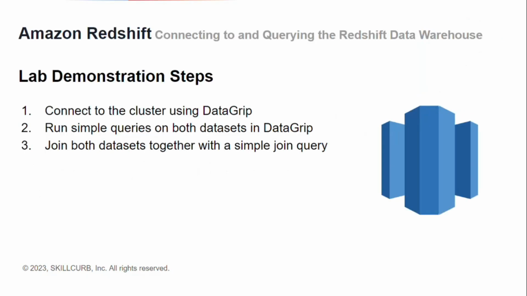In this video, we will connect and query our Redshift data warehouse. For that, we will first connect to the cluster using DataGrip. Then we will run some simple queries on both the datasets in DataGrip that we loaded in the previous video. And then we will join both datasets together with a simple join query.